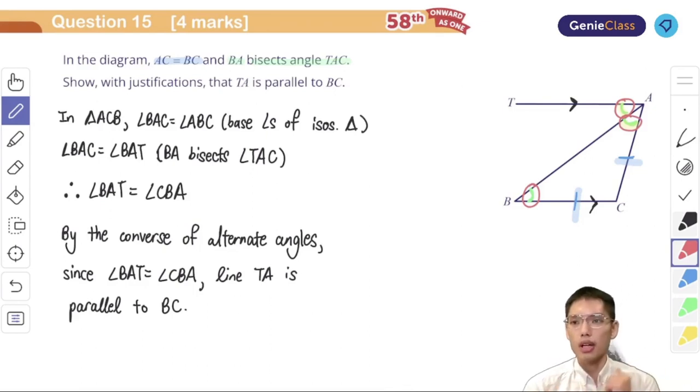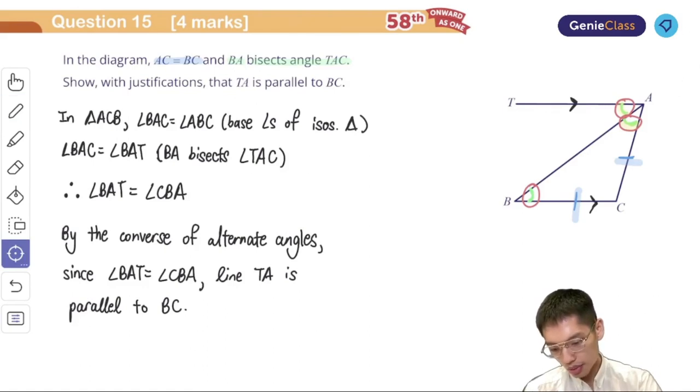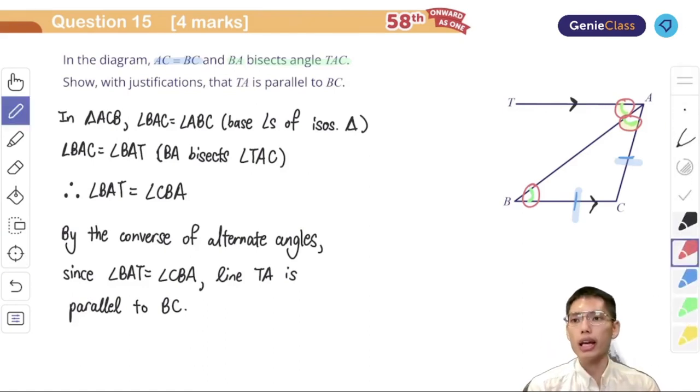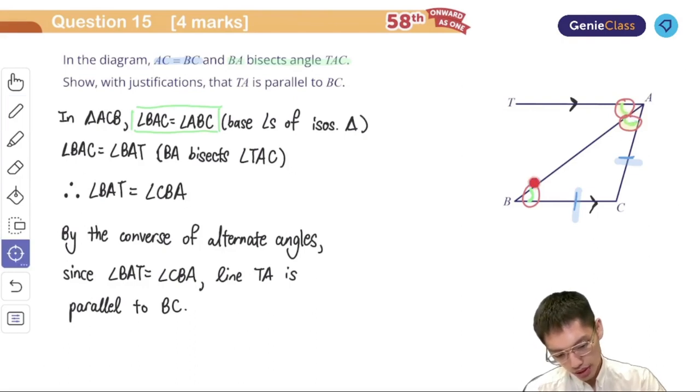But how do I write it out? When you do your geometrical proofs and write out your reasoning, you have to be very, very clear. In my triangle ACB, I have to specify every step. In this case, angle BAC is equal to angle ABC. That's the first step to get me to know that these two angles are equal.